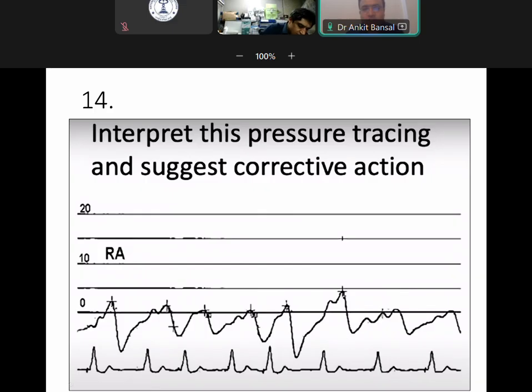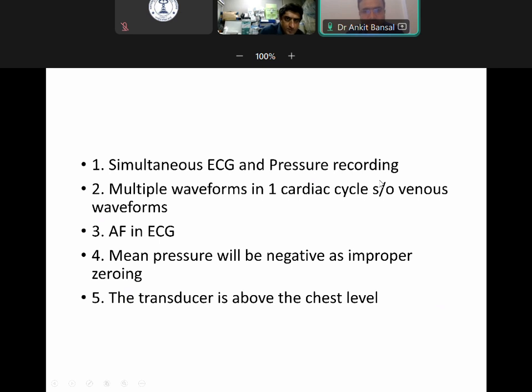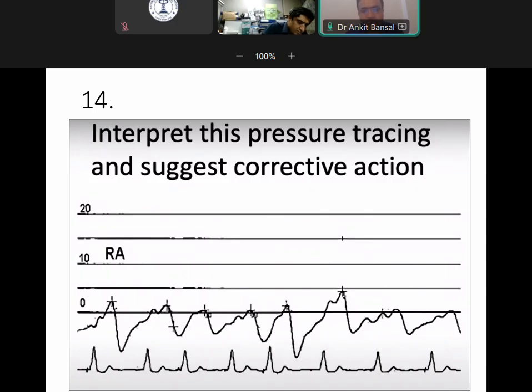So how will you describe this trace? Again, this is a simultaneous ECG and pressure recording. Multiple waveforms in one cardiac cycle, suggestive of venous waveforms. AF in the ECG. Mean pressure is negative because of improper zeroing. The transducer is above the chest level. So these 5 points you have to describe in this tracing. Once you describe all these 5 points and say what has to be done, then your answer will be complete. So with the permission of respected Vimal sir, we can stop here and continue later in the next class.